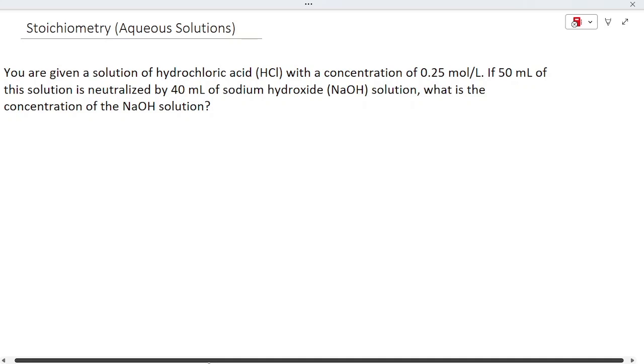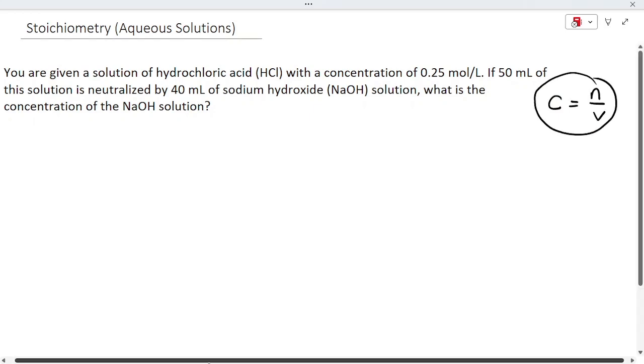In this case, we are not dealing with mass to volume. Actually, in both cases, we have the concentration of one of the compounds, and we have to determine the concentration of the other compound. So always remember the formula you require. Concentration equals number of moles divided by the volume. So now the point is, we need to find the concentration of sodium hydroxide. We have the volume, but we don't have the number of moles.